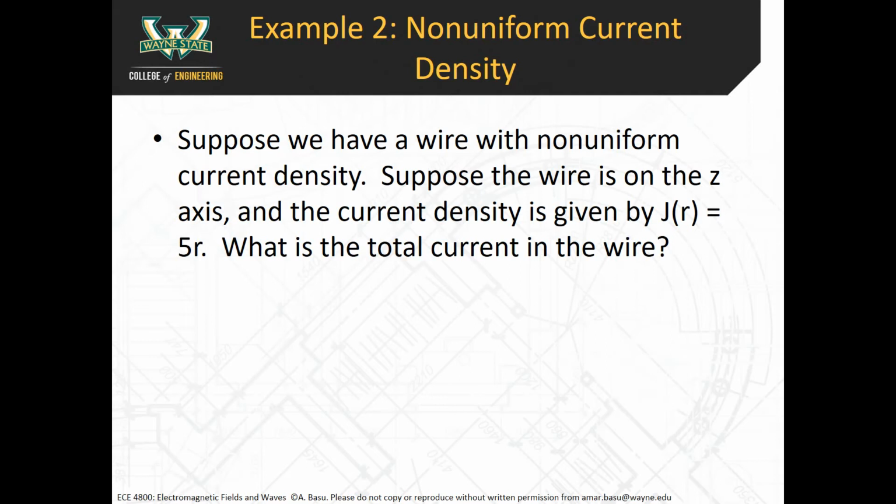So this is sometimes possible if you have a semiconducting wire and you dope the outer portions of it. The outer portion of the wire will actually be more conductive than the middle of the wire. So you're going to be using the same formula as before, but now you no longer have a uniform current density.